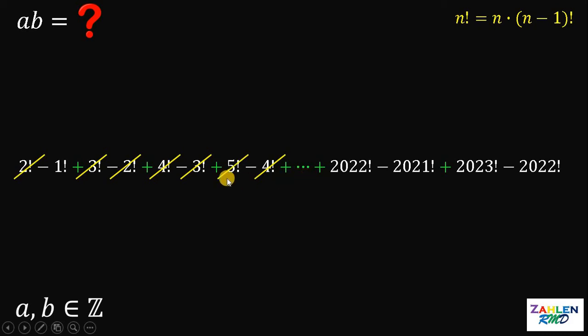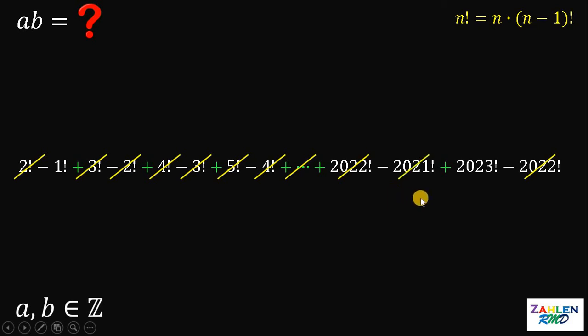So again, we can cancel out positive 5 factorial. And also, we can cancel out all the terms between negative 4 factorial and 2022 factorial. Now, we have positive 2022 factorial and negative 2022 factorial. We can cancel out both of them. And somewhere in between negative 4 factorial and 2022 factorial, we have a positive 2021 factorial. So we can cancel out this negative 2021 factorial.